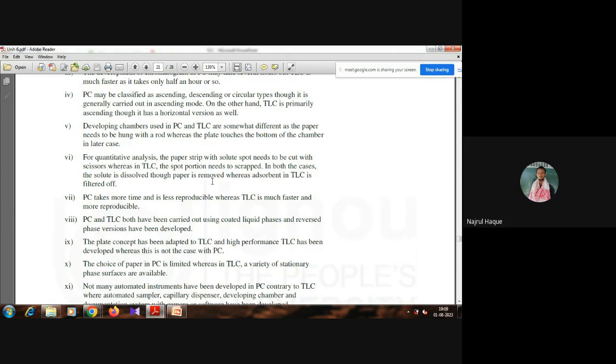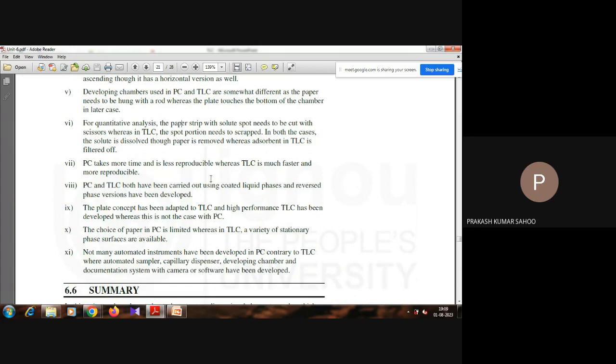Development standardization in TLC is somewhat different, as the paper unit is hung with a rod, whereas the plate is placed in the chamber in the latter case. So in TLC, in ascending mode, it is just placed at the bottom, and in descending mode, it is hung from the top. For the quantitative aspect, the paper sheet must produce spots and need to be cut with scissors, whereas in TLC, the spots are small.